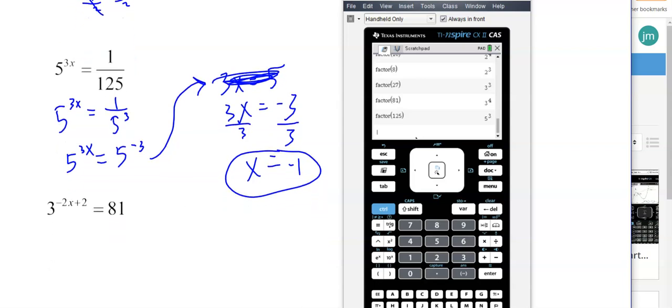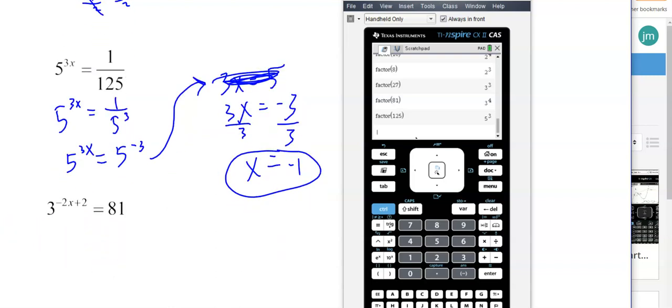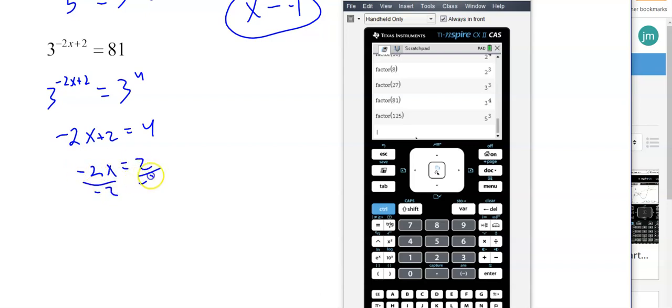So if you can get the same base, so 81, well, we just did that one. That was 3 to the 4th. Let's just write that out here. So that's really 3 to the 4th. And now I have 3 to the -2x plus 2. So what must be true about those exponents? They must be equal. I don't need the 3 anymore. -2x plus 2 equals 4. Subtract 2, you get -2x equals 2. Divide by -2, you get x equals -1 after all that.